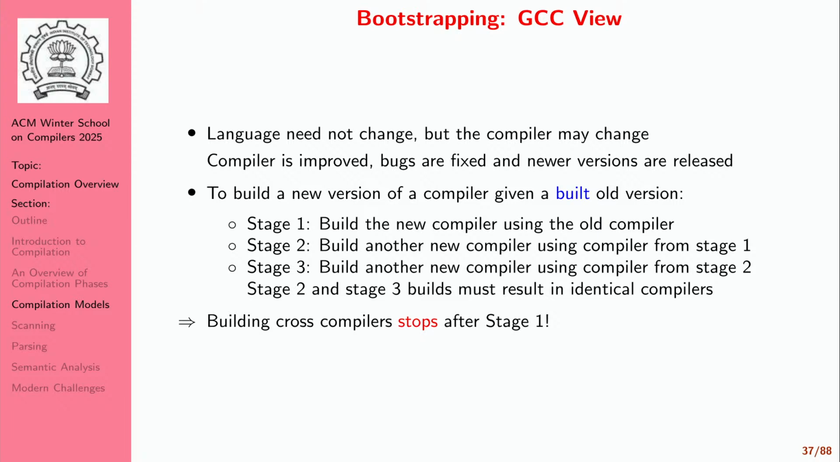Why would this be required? Because you have a compiler which doesn't have some optimization. Now you add a new optimization. So your language level doesn't change, but your compiler becomes richer.